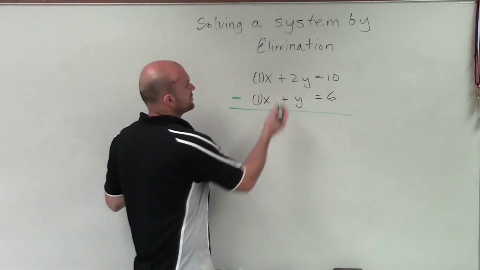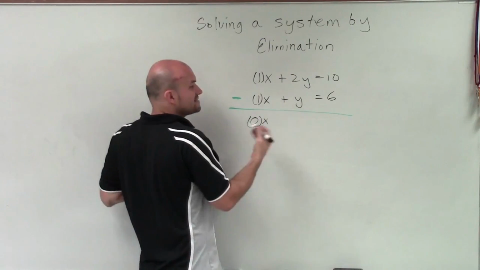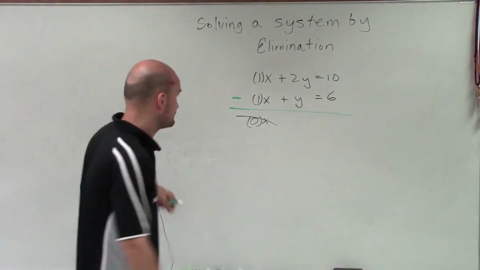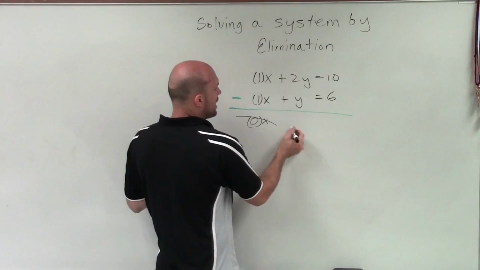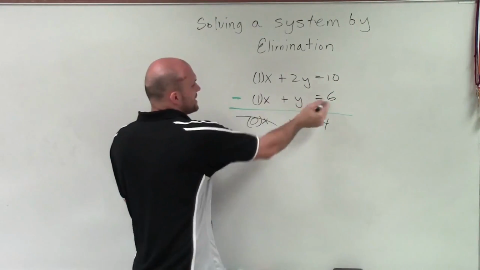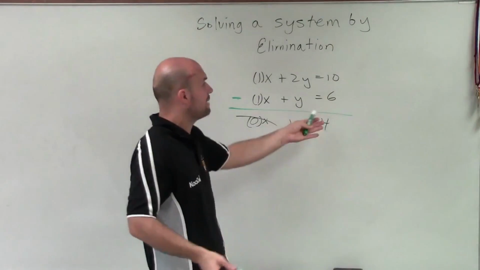And I'll show you why that works. 1x minus 1x is 0x. 0 times x is 0. So we say that our x is now eliminated. 2y minus y leaves us with y equals 10 minus 6, which is going to equal 4. Therefore, now we know the value of y, which is 4.